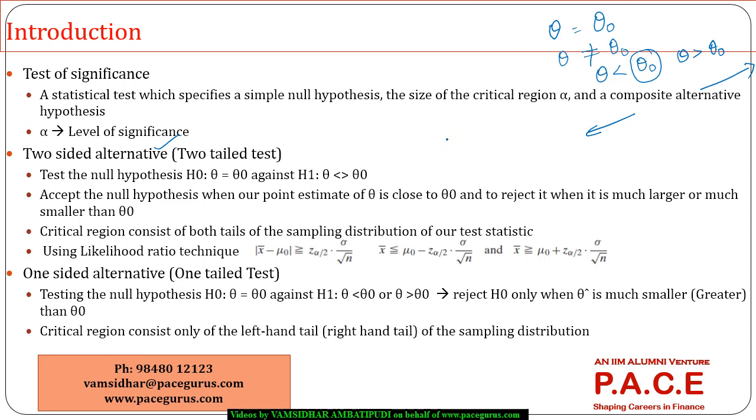So I really need to understand what my objective is. Am I using a two-tailed test, where the alternatives could be on both sides, or a one-tailed test, where my alternatives are either towards the left-hand side or the right-hand side but not both? And if I am using the likelihood ratio technique, for the difference between the sample mean and the population mean, I am simply looking at whether it is greater than or equal to z alpha by 2 times sigma by root n. I am looking at both sides having the rejection region.